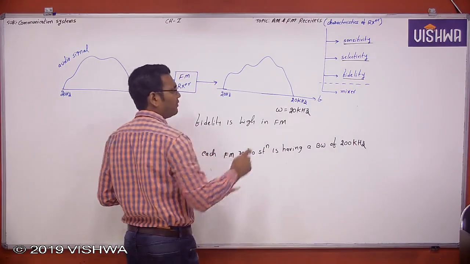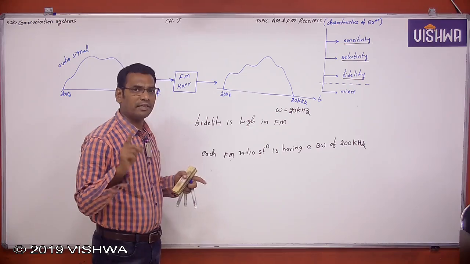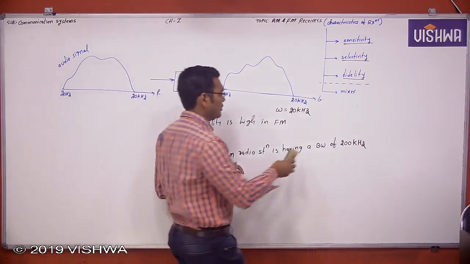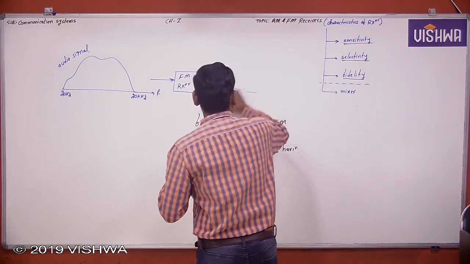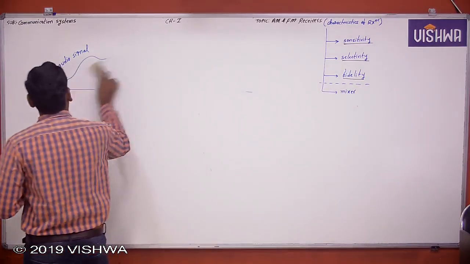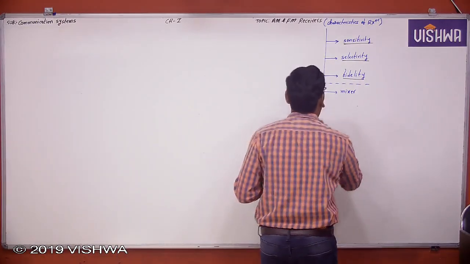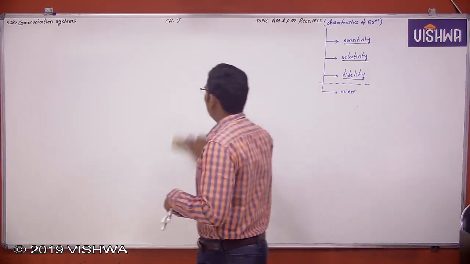Fidelity is very high in FM because the effect of noise is less. Fidelity is very less in AM because the effect of noise is more in amplitude modulation. Okay. Now we'll see another module which is the mixer, and after that we'll go for the exact receiver designing process. Okay. Now what is a mixer?